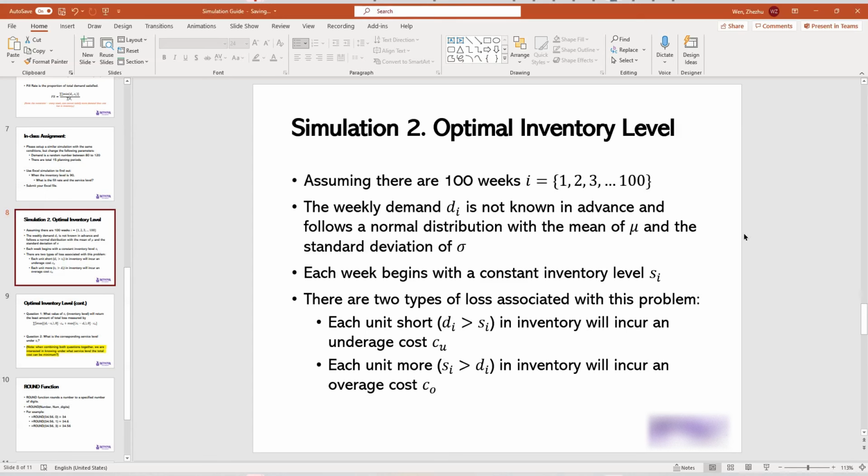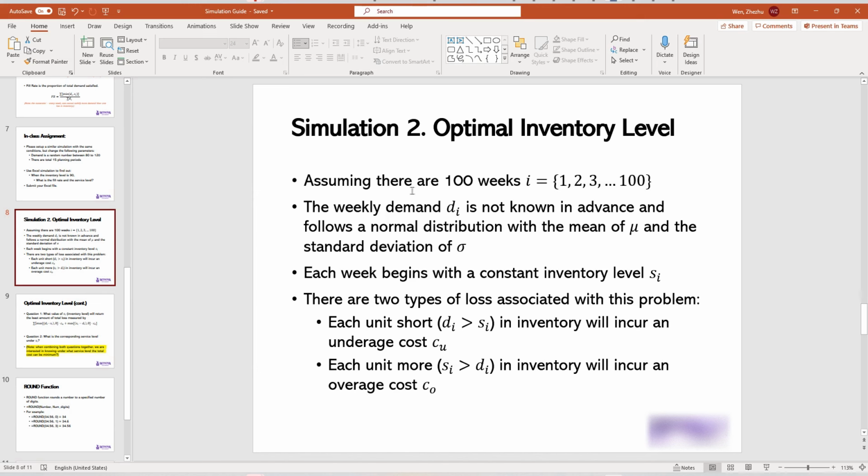Okay, this is a second Excel simulation exercise. In this exercise, we're going to see how to obtain a total loss minimizing optimal inventory level. That's quite a mouthful, but that's what it is. We're going to see the process of obtaining the total loss minimizing optimal inventory level.